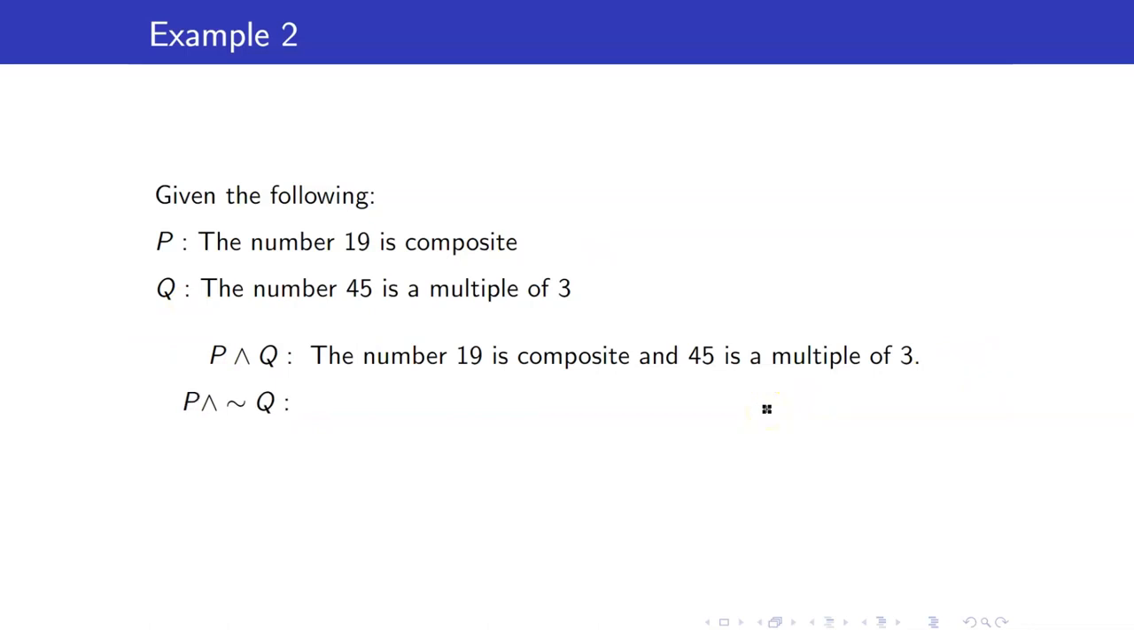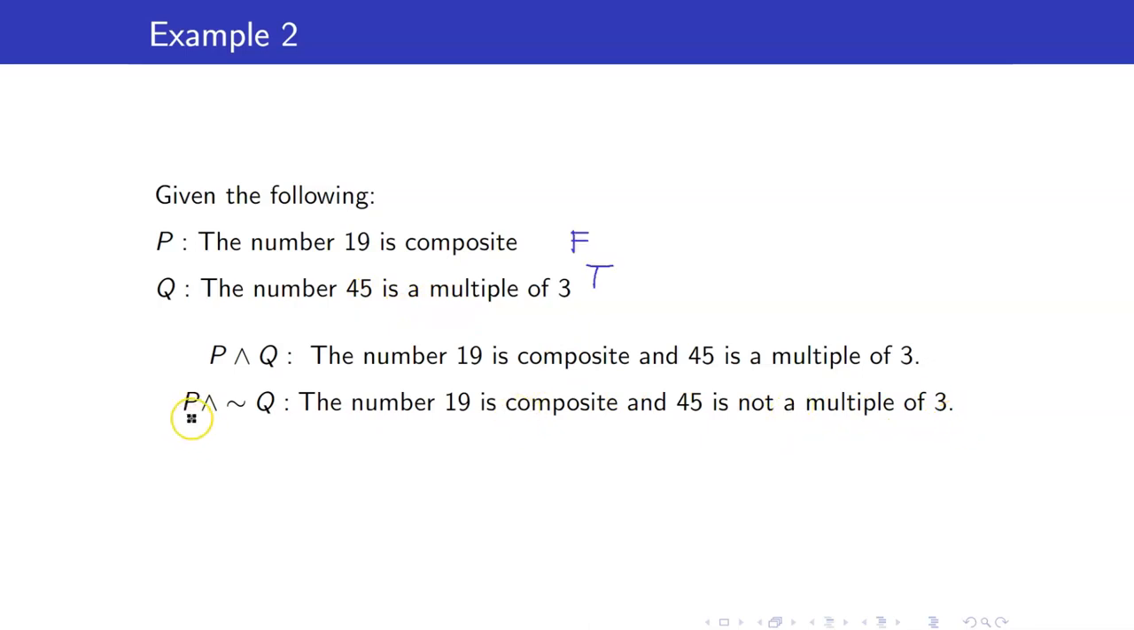Next, P and not Q. So this means that the number 19 is composite and we have not Q. The number 45 is not a multiple of 3. What can we now say about the truth value of P and not Q? P is already false, so automatically this is false.